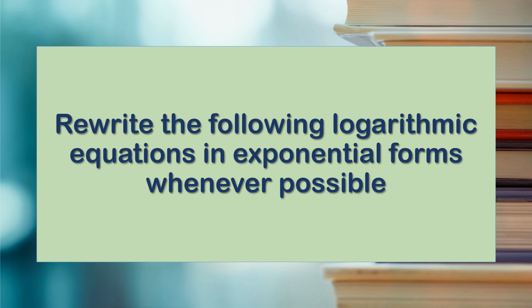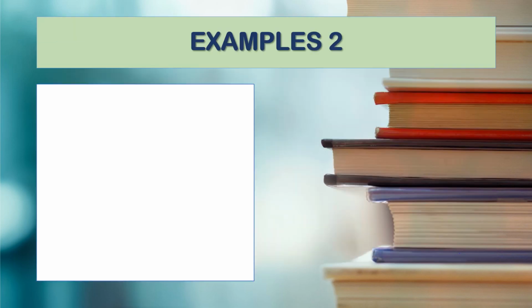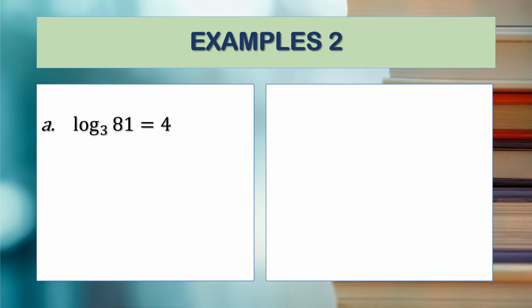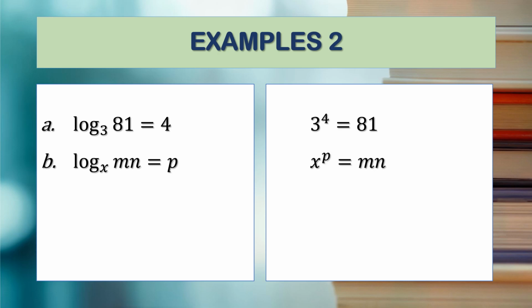Now let's do the other way around by rewriting the following logarithmic equations into exponential forms whenever possible. Here are the examples. First, the log of 81 with base 3 is equal to 4. In exponential form, we have 3 raised to 4 is equal to 81. Log of mn, or m times n, with base x is equal to p. In exponential form, x raised to p is equal to m times n.